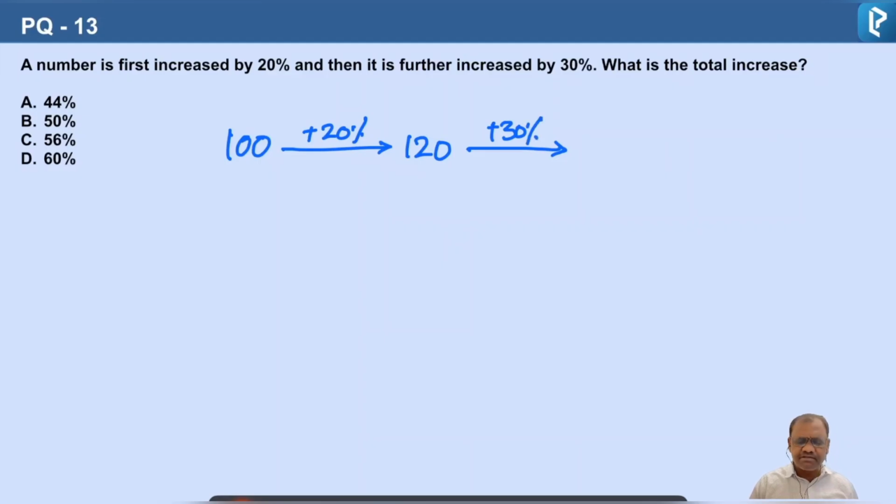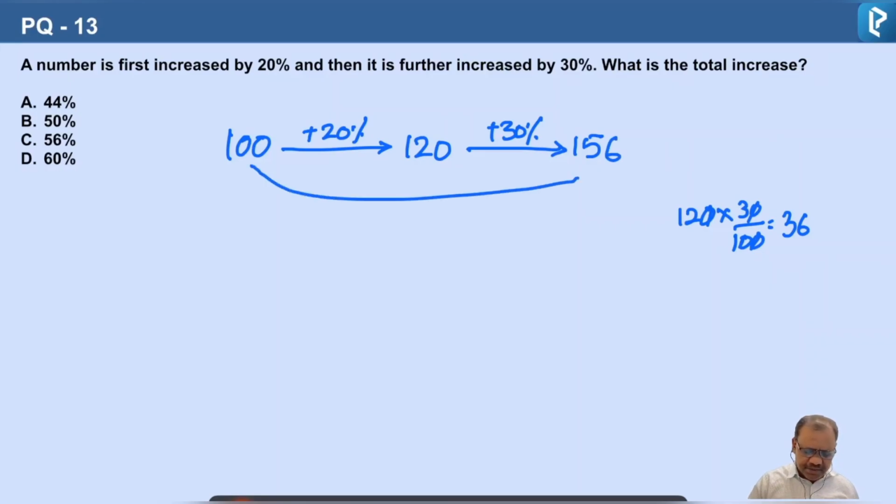So 30% of 120. What is the 30%? 30% of 120 is 36. That should be added to 120, so it becomes 156. Initially it was 100, it became 156. That means there is an increase of 56%. Total increase is 56%. So option C is the right answer.